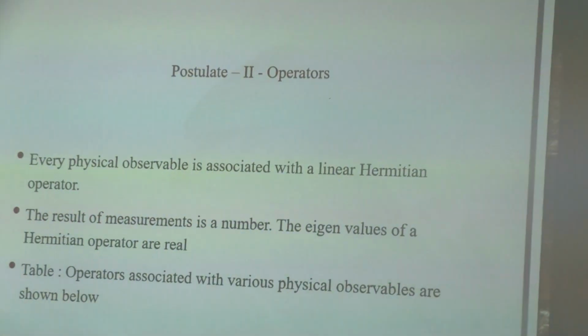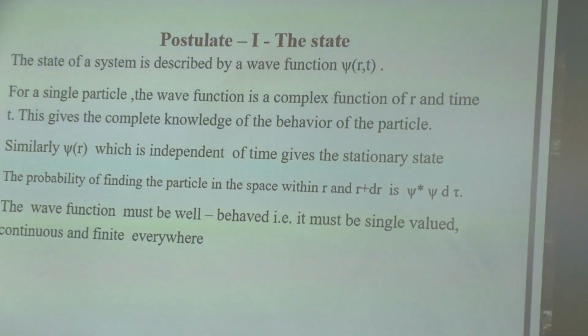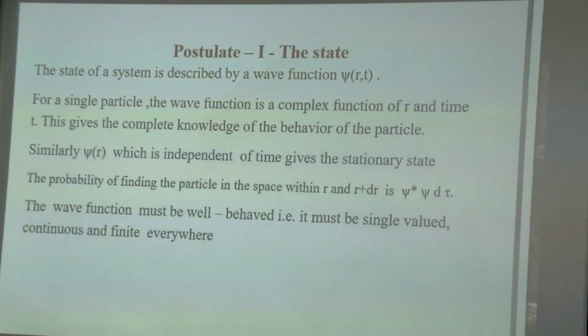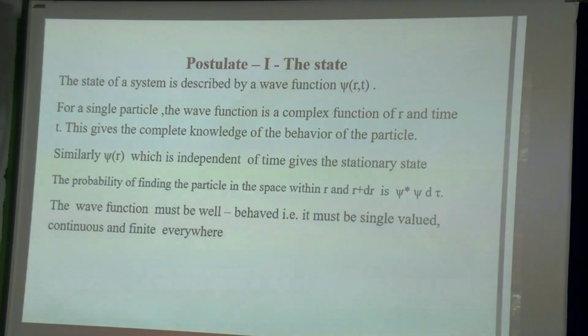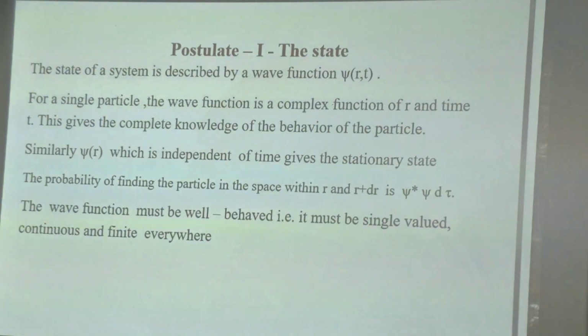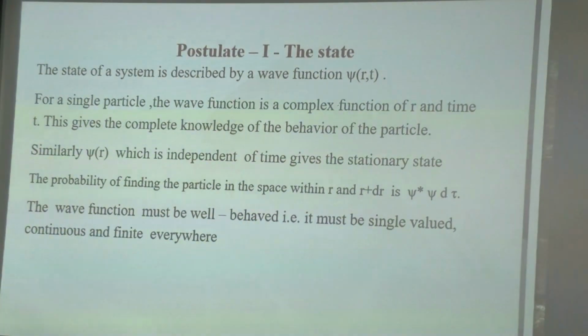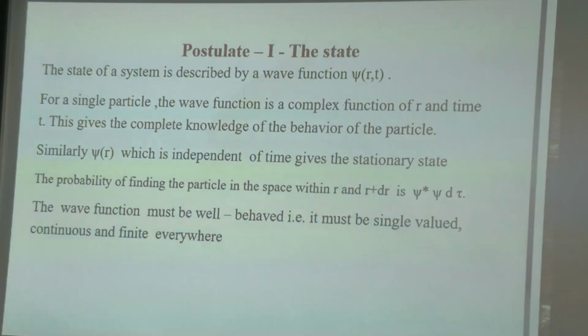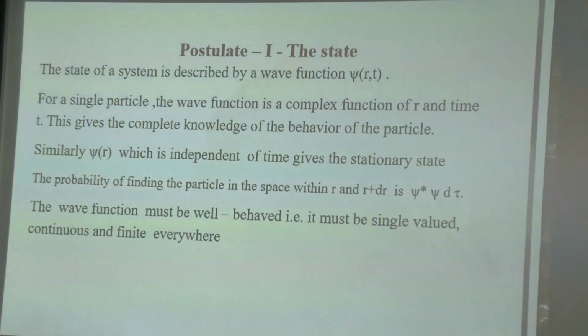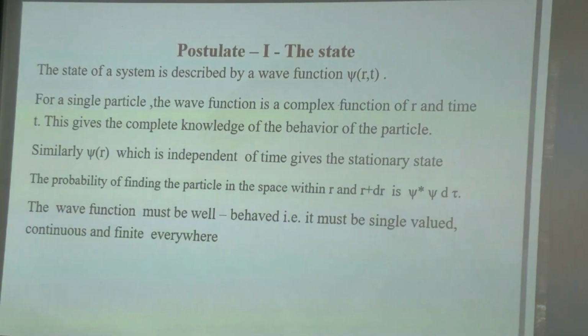Now let us discuss postulate 1. What postulate 1 states is that it concerns the state of a system. The state of a system is described by a wave function psi of r comma t. For a single particle, the wave function is a complex function of space and time, that is r and t. This gives the complete knowledge of the behavior of the particle.